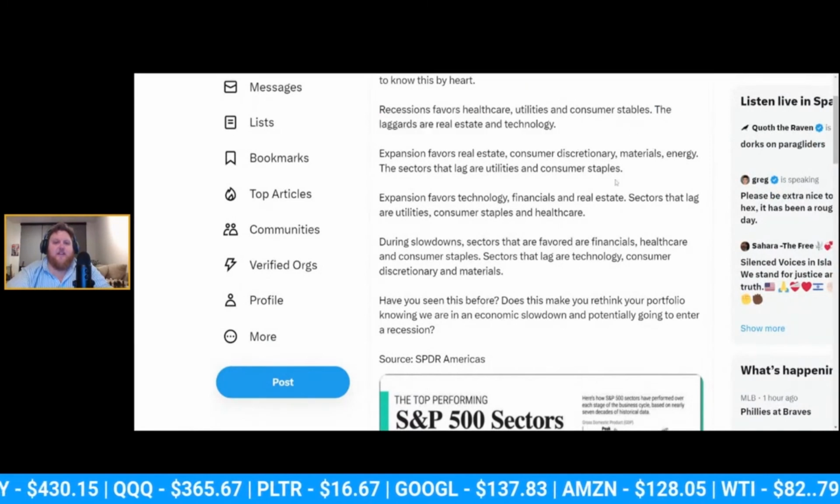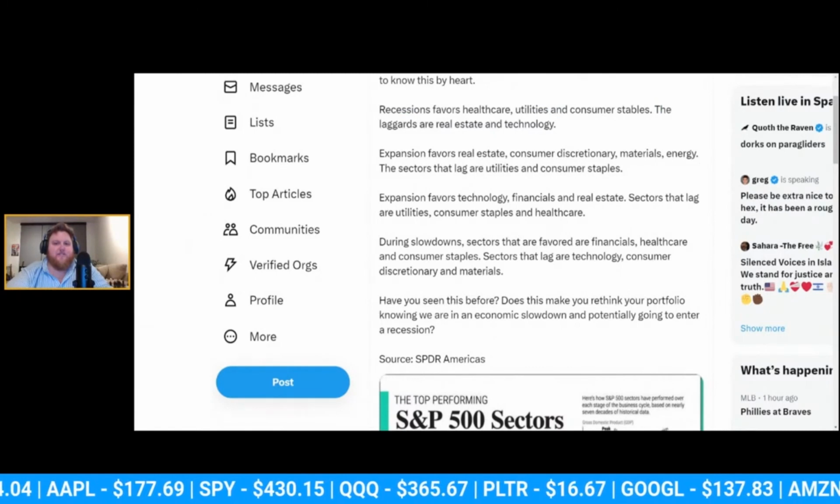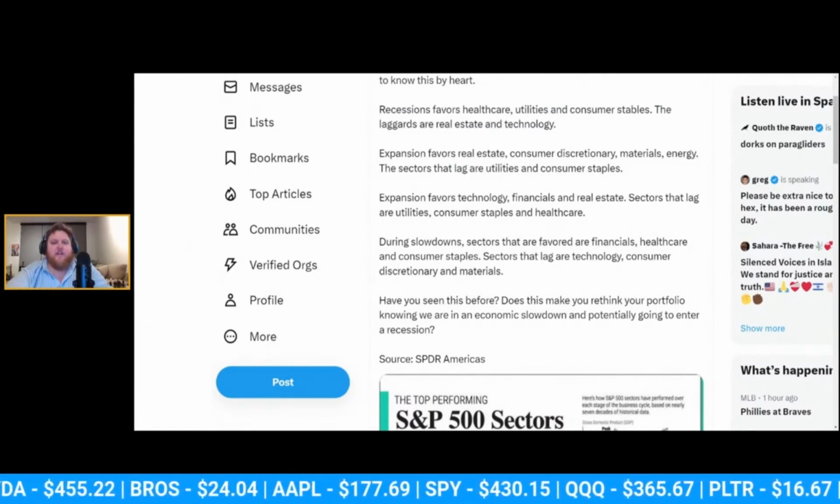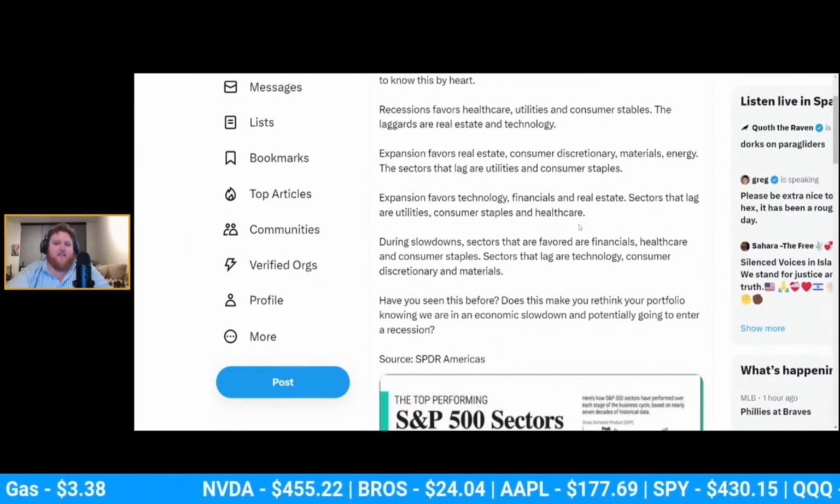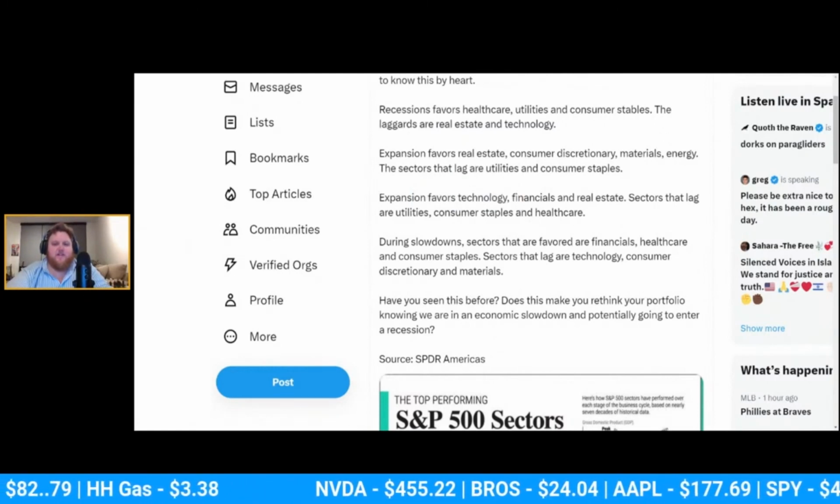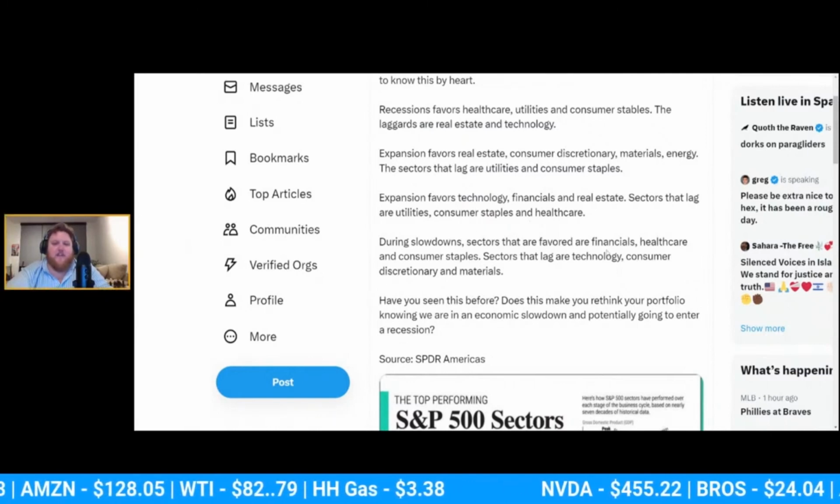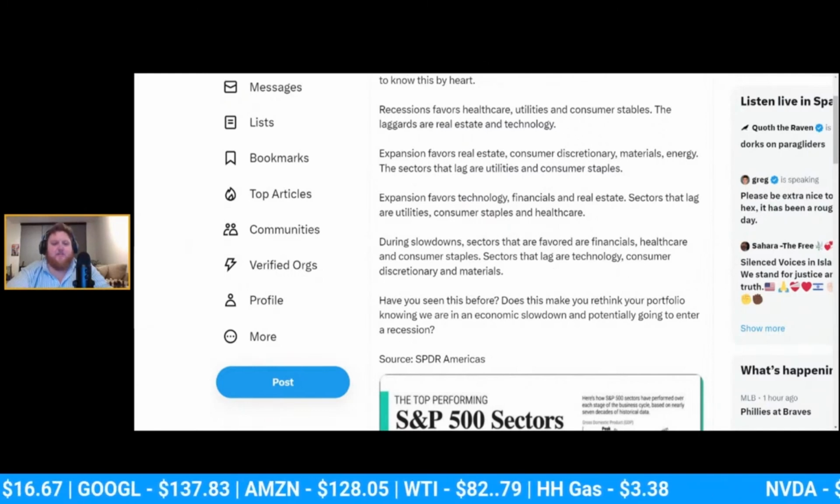The laggards are real estate and technology. Expansion favors real estate, consumer discretionary, materials, and energy. The sectors lagging are utilities and consumer staples. Expansion favors technology, financials, and real estate. Sectors that lag are utilities, consumer staples, and healthcare. During slowdown, sectors that are favored are financials, healthcare, and consumer staples. Sectors that lag are technology, consumer discretionary, and materials.